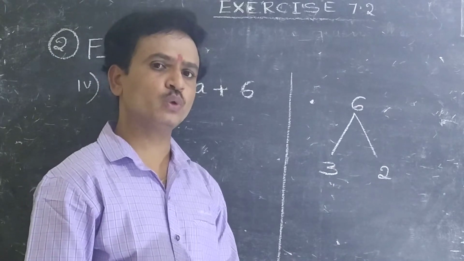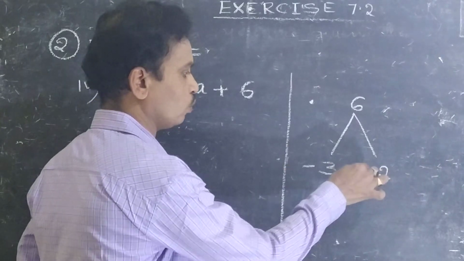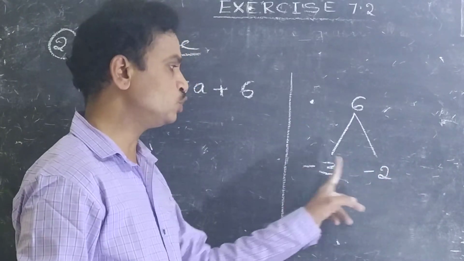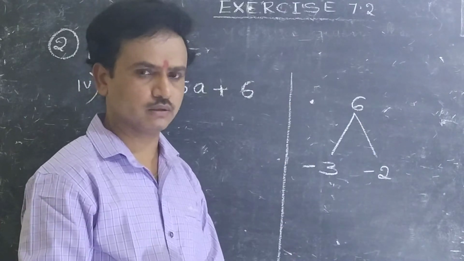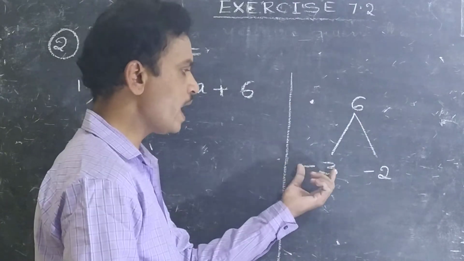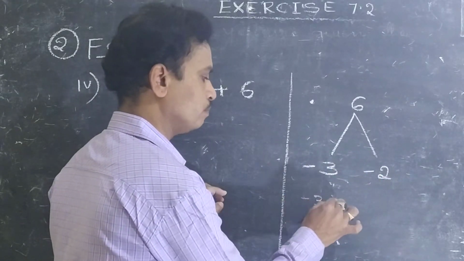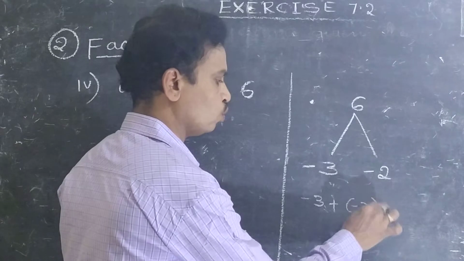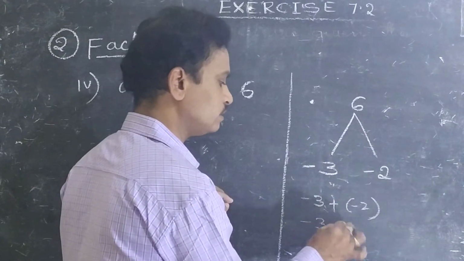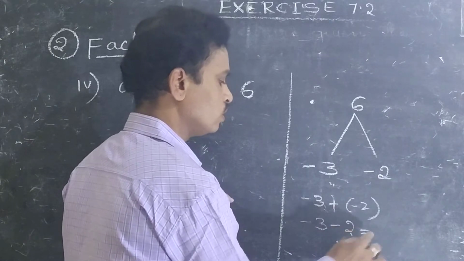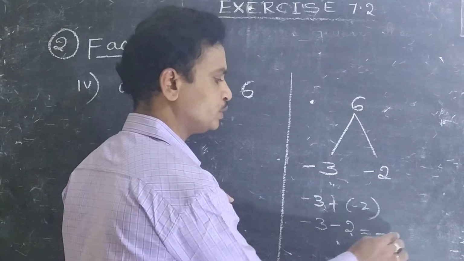So to get the negative sign, we should take both sides negative. Minus into minus will become plus. 3 twos are 6. Now add these two numbers. Minus 3 plus minus 2. This minus 3 as it is, plus into minus is minus, then 2. Now both are negative, keep the minus sign and add 3 plus 2, 5.